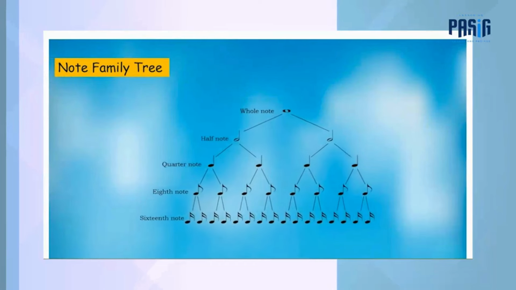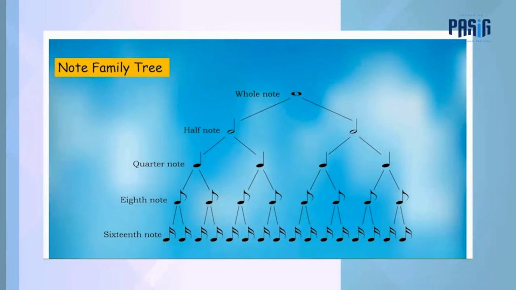On your screen is the note family tree. This shows the relationship between and among the notes and their equivalents. This is a whole note. When you divide it into 2, you will have a half note. A half of it is a quarter note. When divided by 2, an eighth note is the equivalent. And a half of an eighth note is a 16th note.